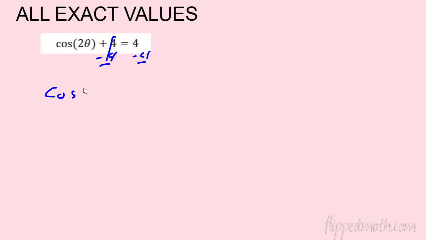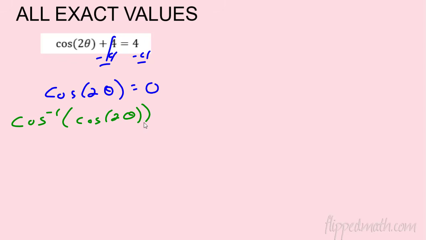So I'm looking for theta. If you want to call it x, you can call it x. And I'm actually good to go right here. So the cosine of 2 theta equals 0. So what do I do to get rid of cosine? I'm going to inverse cosine it. And then whatever I do to one side, I got to do the other side. So now the only difference here is these cancel still. And I've got 2 theta equals the inverse cosine of 0.